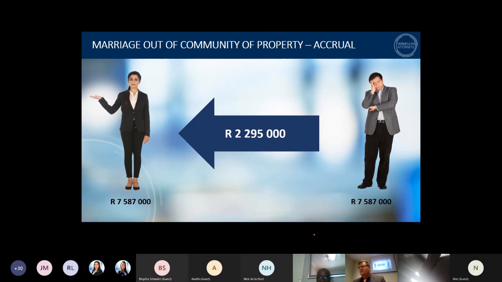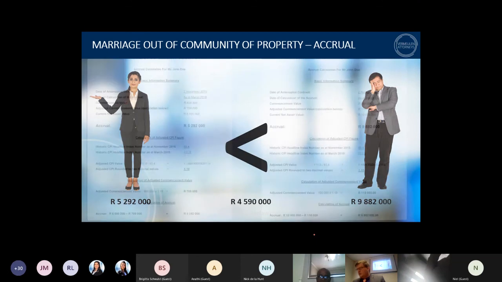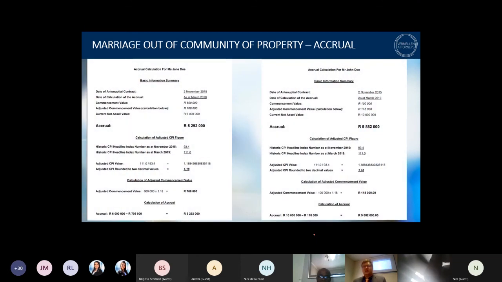Okay, now let's go to how we do the calculation. The sheet will be shared with you. I'm not an accountant. It is probably not perfect, but it is going to get you close as damn it, to a swear word, to what the actual accrual is to the cent.